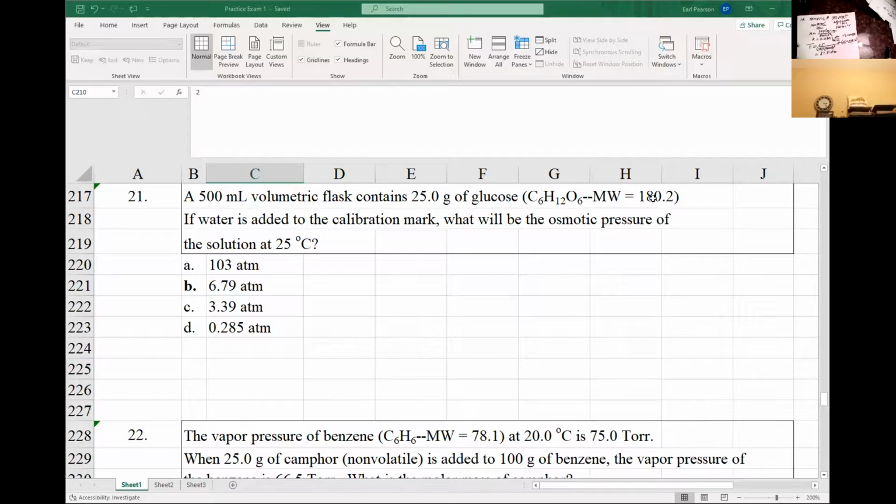That's what's wrong. So there's my mistake. I forgot to multiply it by R. So if I say times 0.0821, let's take that number times 0.0821. Yeah, that looks a little better. That gives me a number that made sense, 6.799 atmospheres. Yeah, there we go. And that is the correct answer. Okay, so we're good.